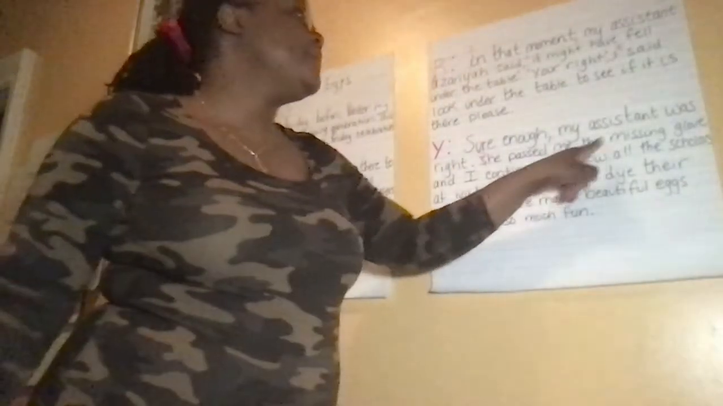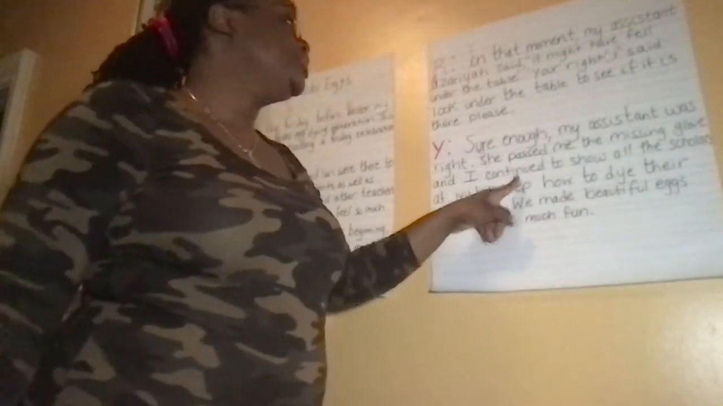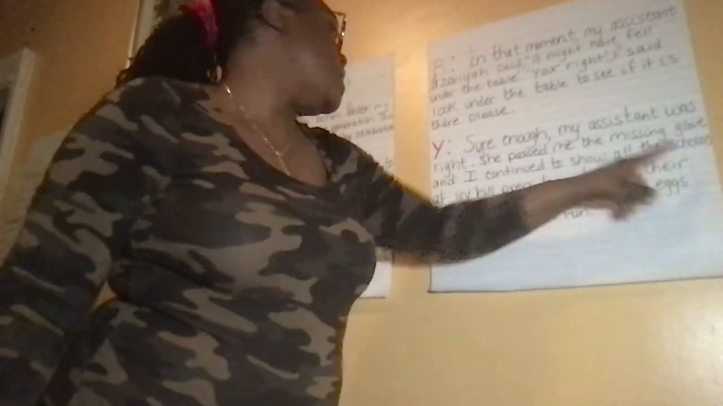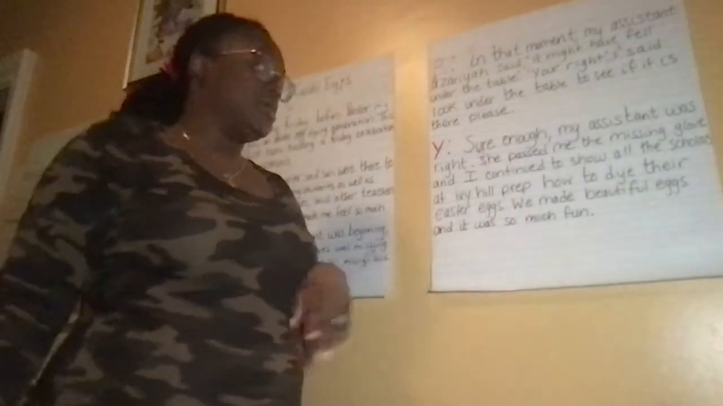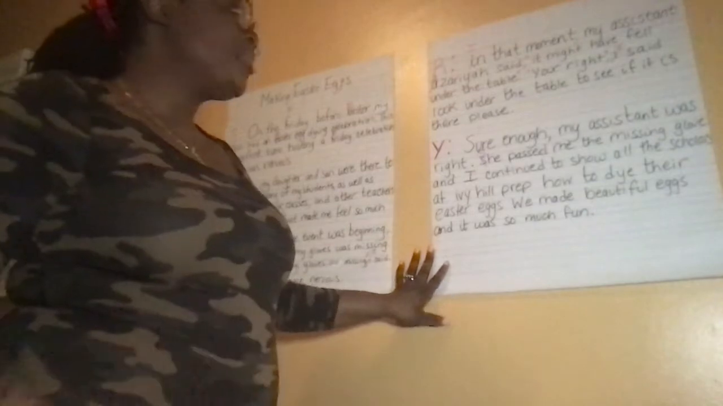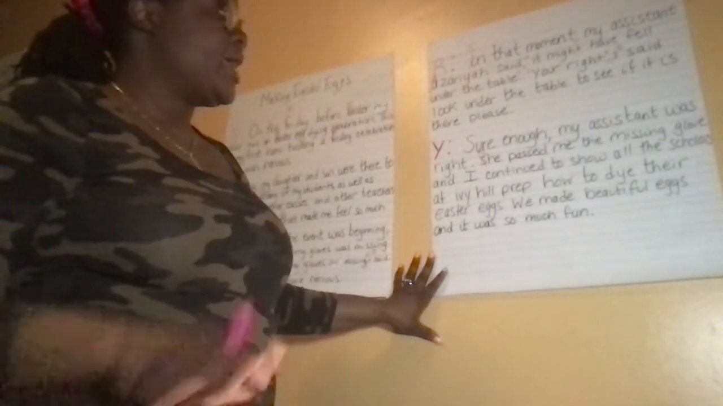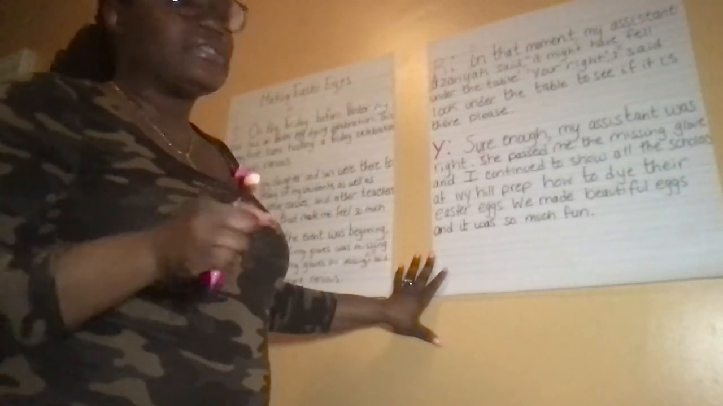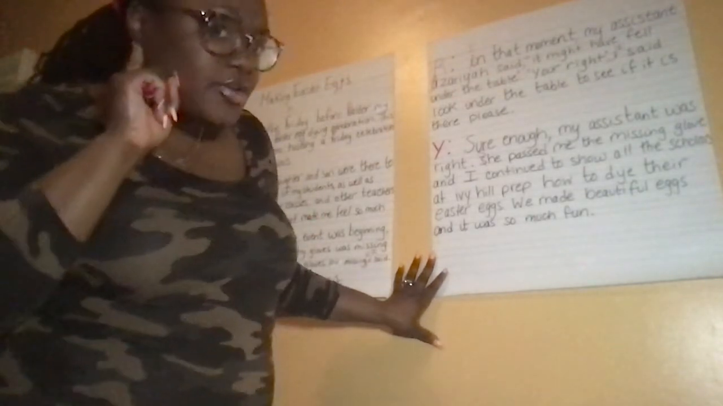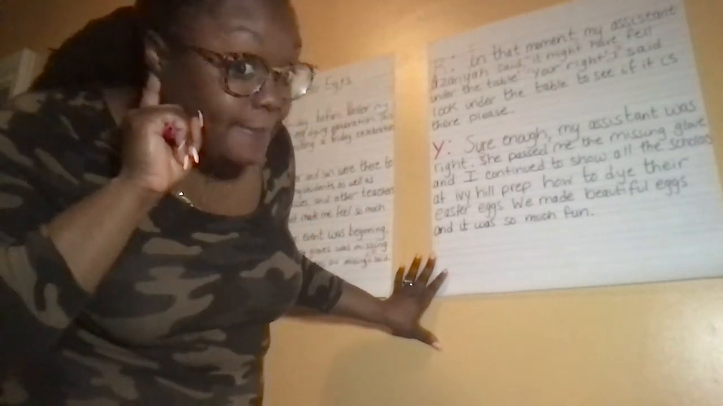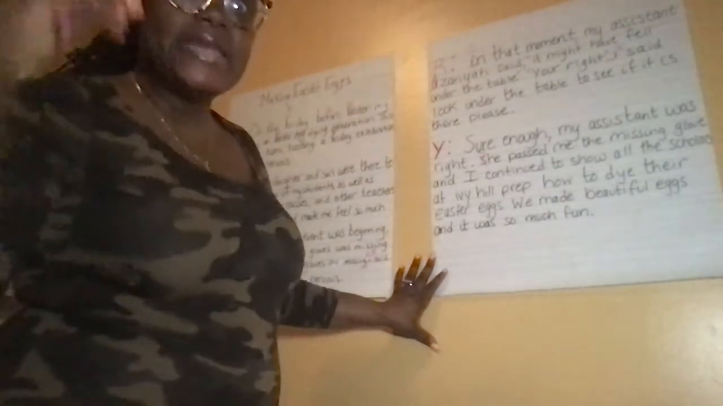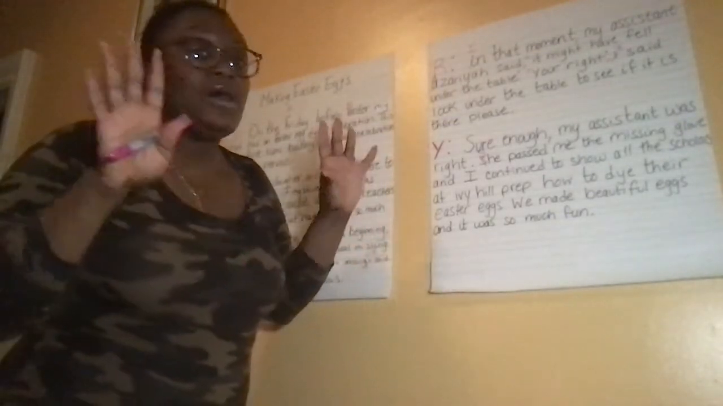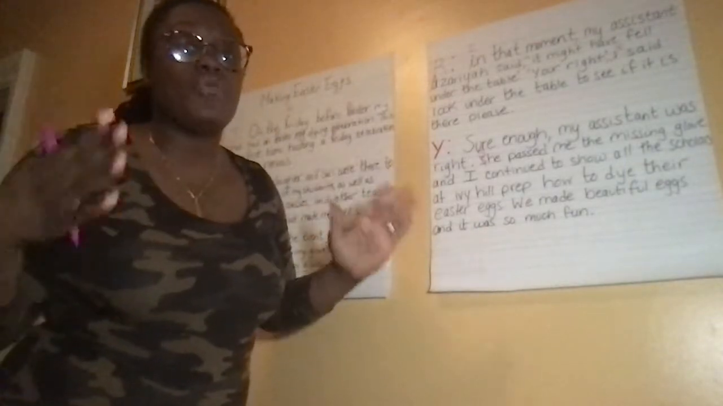She passed me the missing glove, and I continued to show all the scholars at Ivy Hill Prep how to dye their Easter eggs. Wow. Friends, that's a pretty long sentence, but it's okay. The only thing that I'm noticing that's wrong with this sentence, friends, are you... Well, yeah, you're right. Absolutely. I forgot to capitalize the name of our school. Friends, remember, whenever you're writing a name in a story or in a sentence, it should always be capitalized.